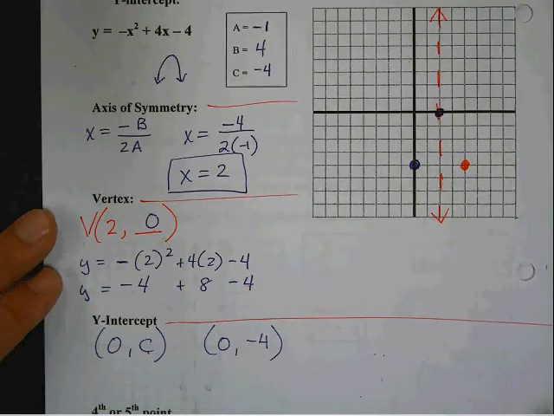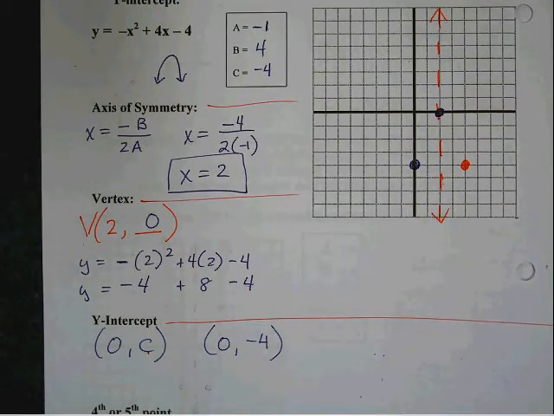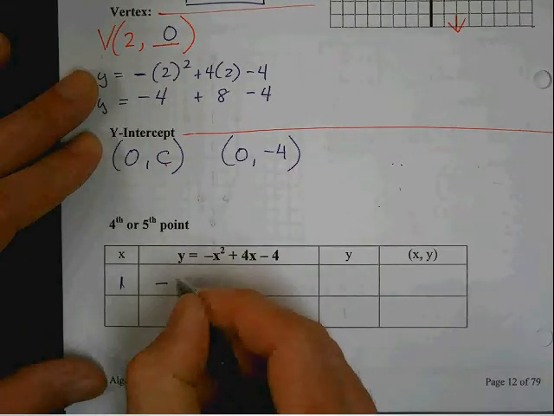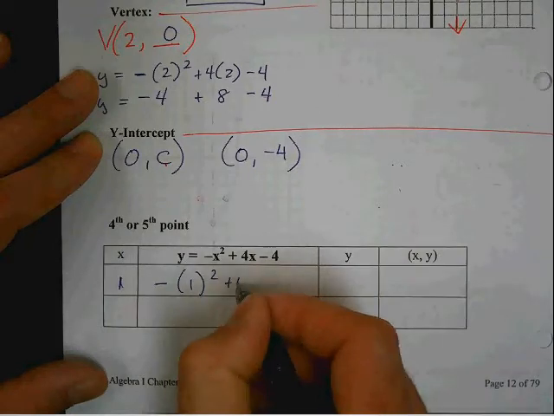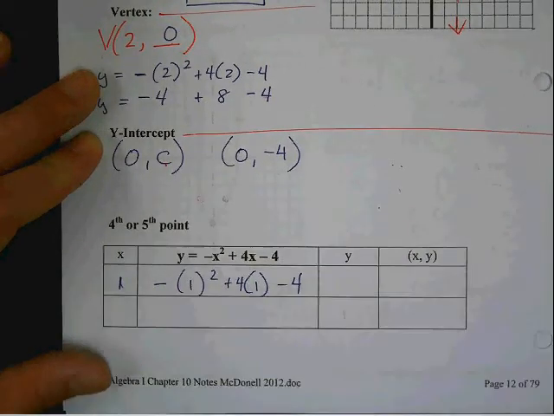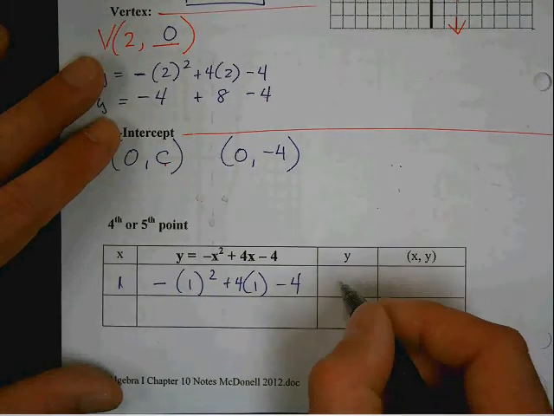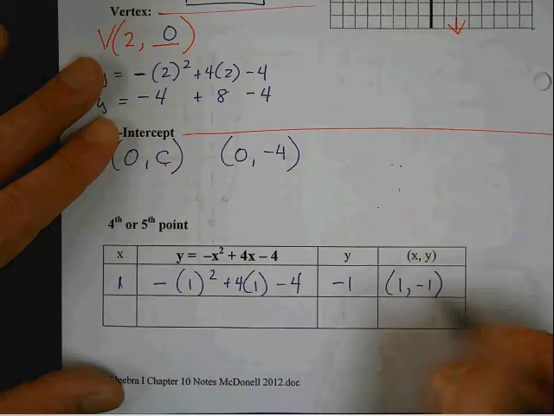All right, I need one more point. What can't I choose? I can't choose 0, I can't choose 2, and I can't choose 4. You want to choose 1? Okay, we'll choose 1. 1's easy. So I'm going to slide it up here. Negative of 1 squared plus 4 times 1 minus 4. Someone work that out for me. What'd you get? Negative 1. So we have the point 1 comma negative 1.